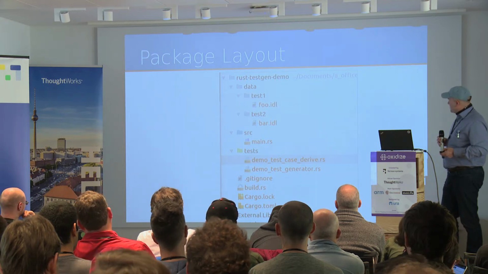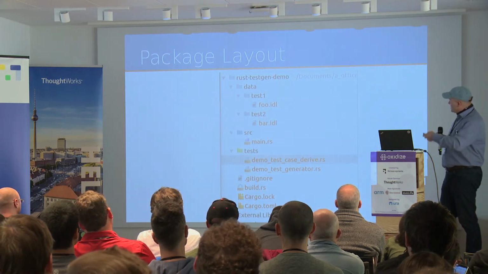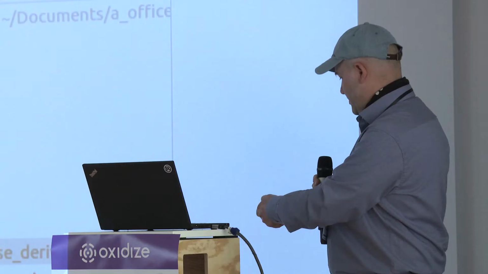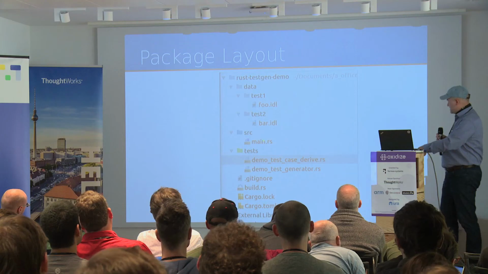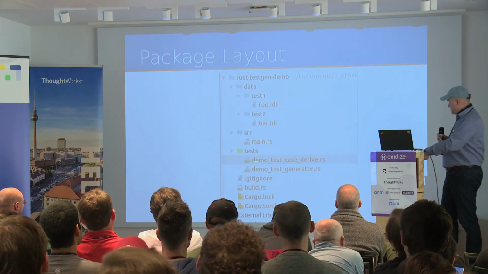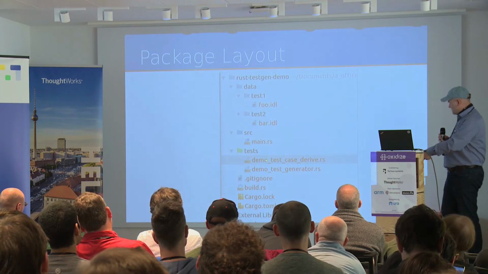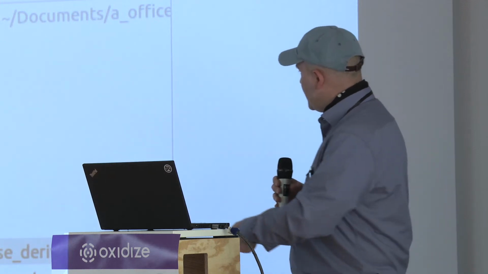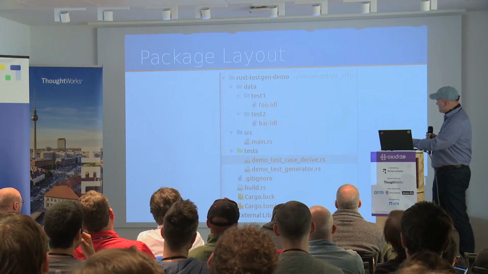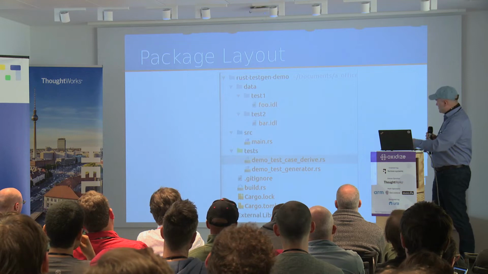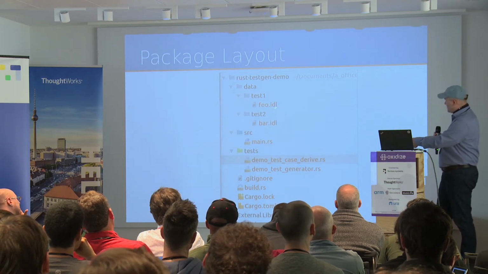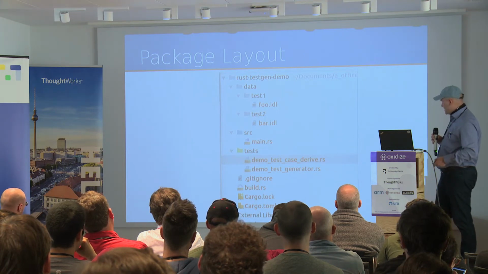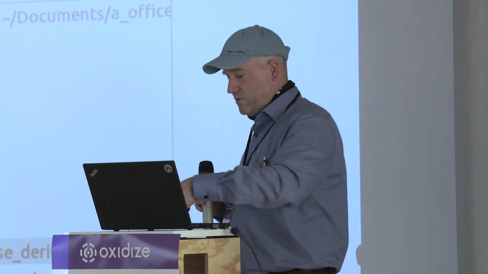The layout of my package I'm using for this demonstration is very simple. We have a main function. This is useless for this demonstration, but we have two integration tests: demo test-case-derive and demo test generator. We have a data directory structure with a specific hierarchy, and we've got some IDL files in here. We have a build script in here, and I will go through and explain what they are good for.